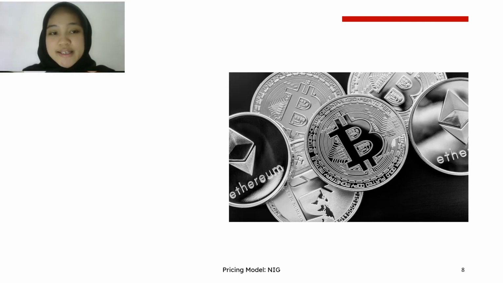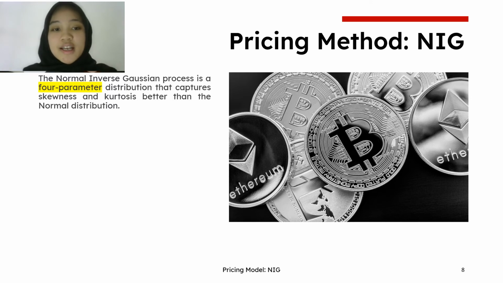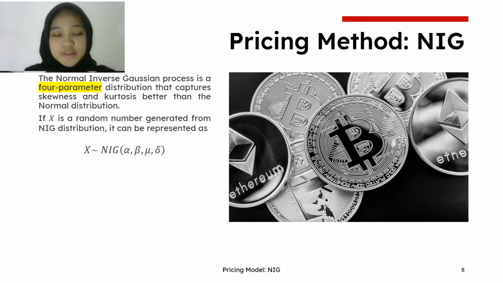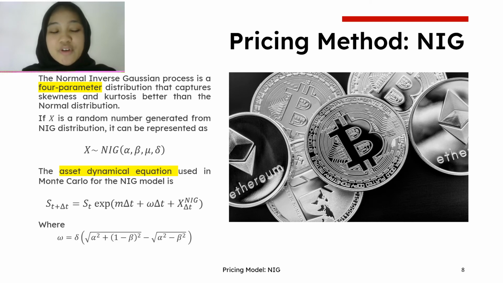The second model is the NIG, or normal inverse Gaussian model. The NIG process is a 4-parameter distribution that captures skewness and kurtosis better than the normal distribution. These 4 parameters are alpha, the tail parameter, beta, the skewness parameter, mu, the location parameter, and the last one is delta, the scale parameter. To generate the asset evolution over time, these 4 parameters need to be estimated from the log return time series. The asset dynamical equation used in Monte Carlo for the NIG model is presented on the screen, where M is the martingale correcting term. Just like the Black-Scholes model, the factorized version of this equation will be used for a faster simulation.